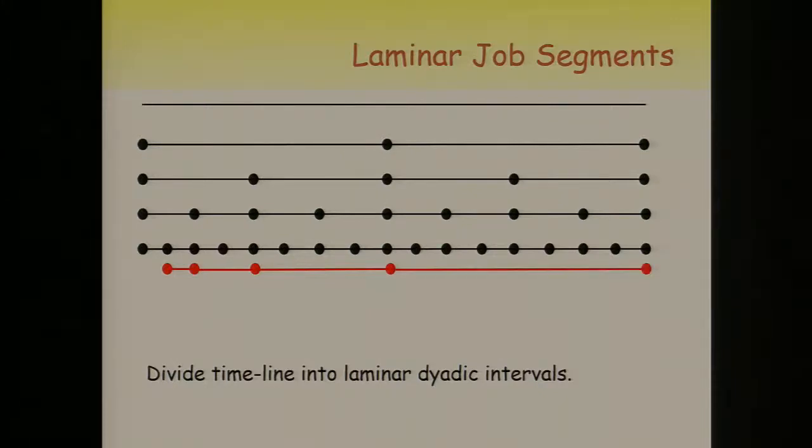Now let me show you another example where I'm not so lucky. Let's say a job J is released here. Initially again I pick a segment of length 1. Now at this point I want to pick a segment of length 2.